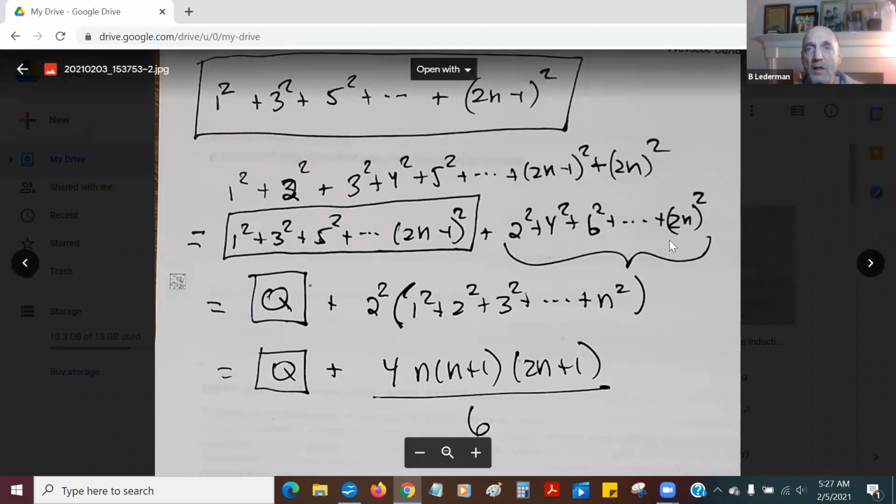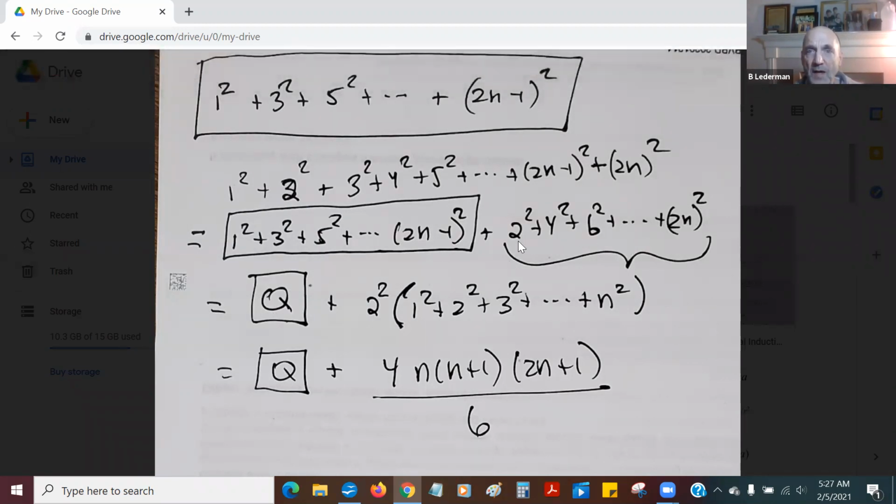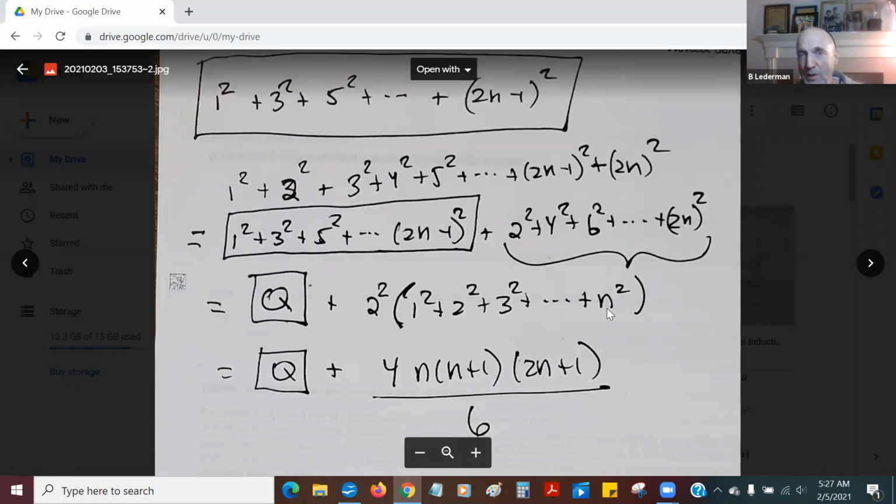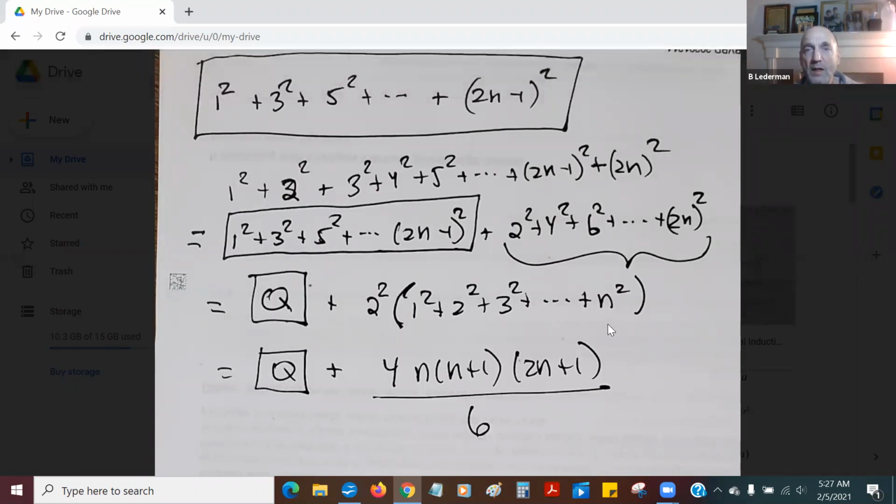And the even part, I'm going to factor out a 2 squared. And I have 2 squared times 1 squared plus 2 squared plus 3 squared, that plus n squared, because when I take a 2 squared out of 2n squared, I wind up getting 2 squared and n squared. Okay, now we already had shown previously through induction that this sum from 1 squared through n squared, that's all the positive integers, is n times n plus 1 times 2n plus 1 over 6. And 2 squared, of course, is 4.